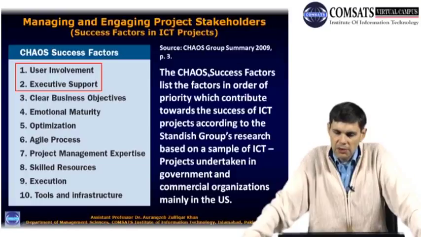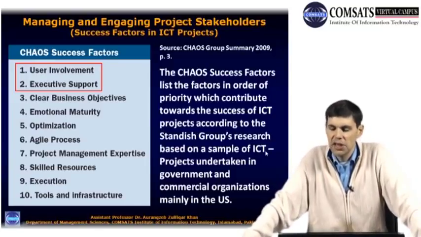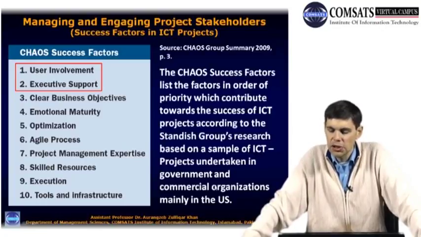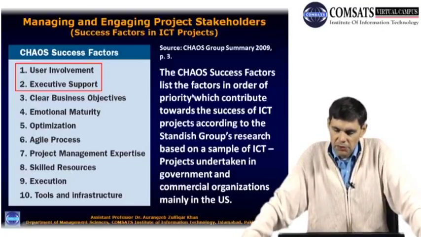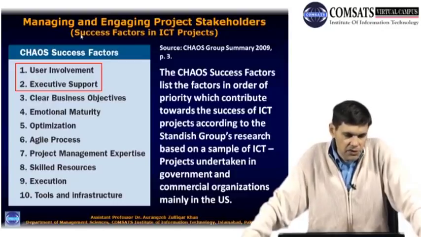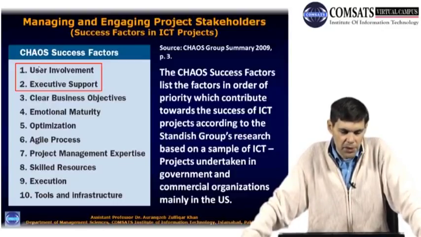Now the CHAOS success factors list the factors in order of priority from 1 to 10 which contribute towards the success of ICT projects according to the Standish Group's research based on a sample of information and communication technology projects undertaken in government and commercial organizations, mainly in the United States of America. So, a project performance review of many ICT projects undertaken by the Standish Group, which is a very renowned consultancy. They have got these CHAOS success factors, what they call them. And you can see here the success factors based on the sample of the projects.